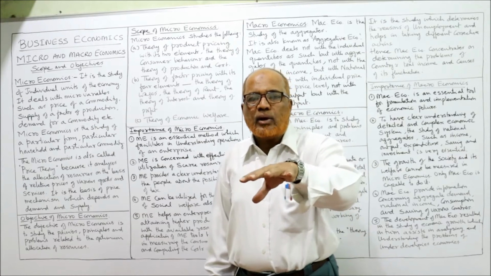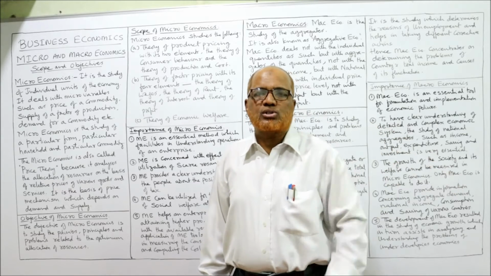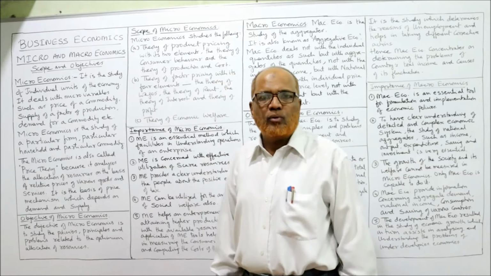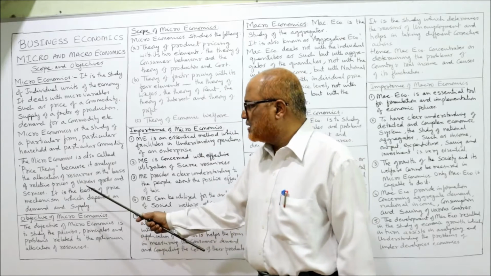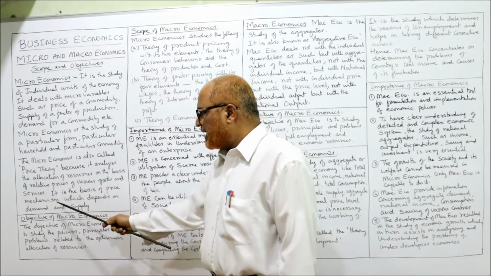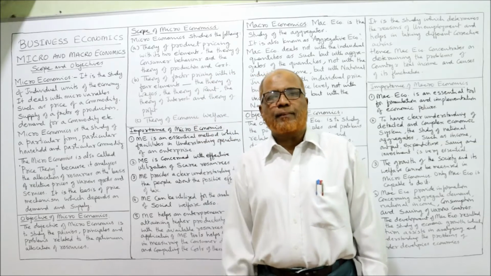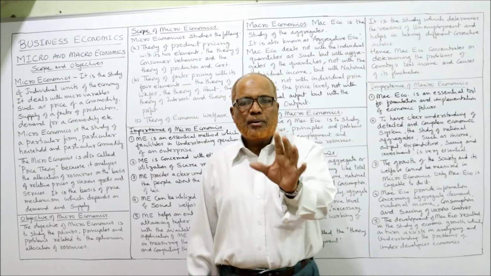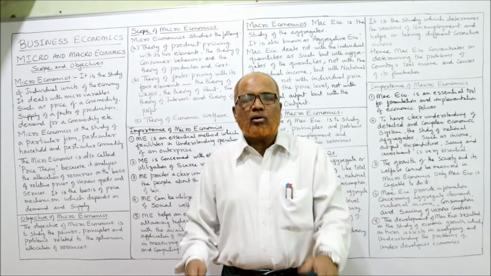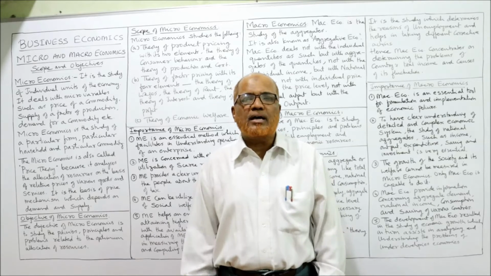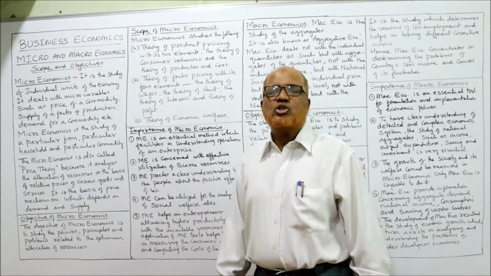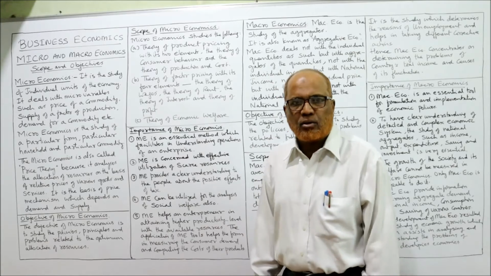So how to allocate these scarce resources for production? That means microeconomics will be helpful. It is the basis of the price mechanism, which depends on demand and supply. The demand and supply depend on prices. That's why microeconomics is also known as price theory. So this is the brief explanation about the meaning of the term microeconomics.